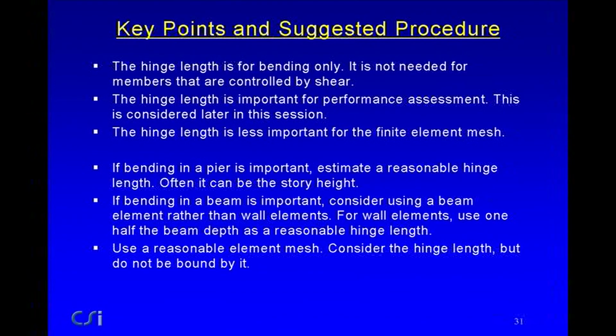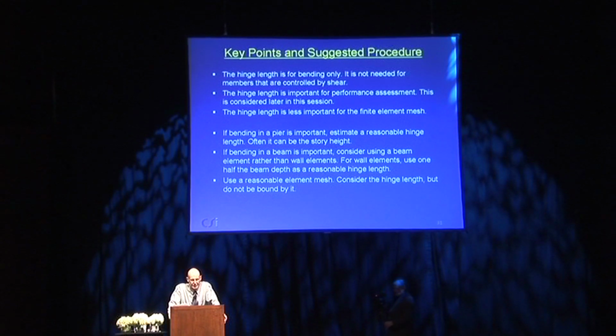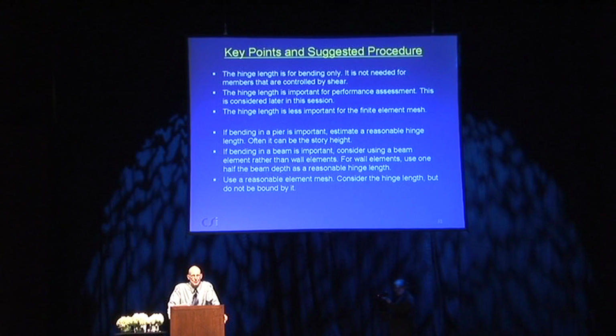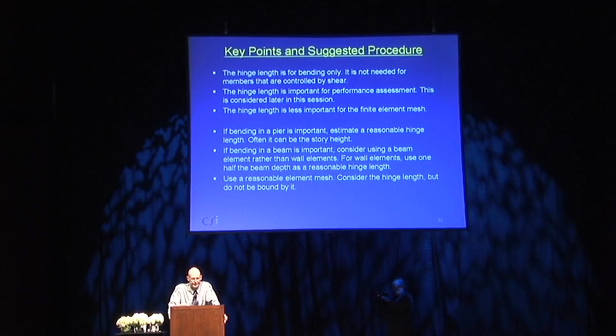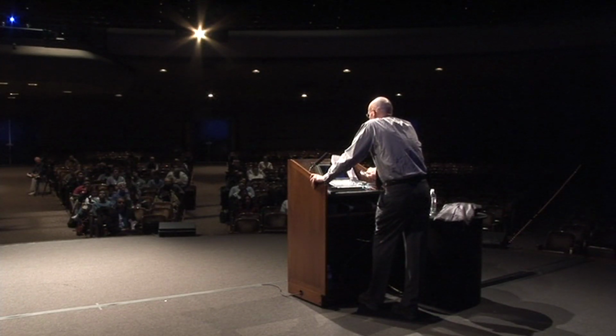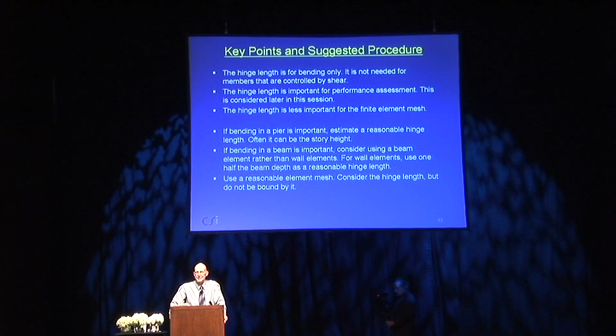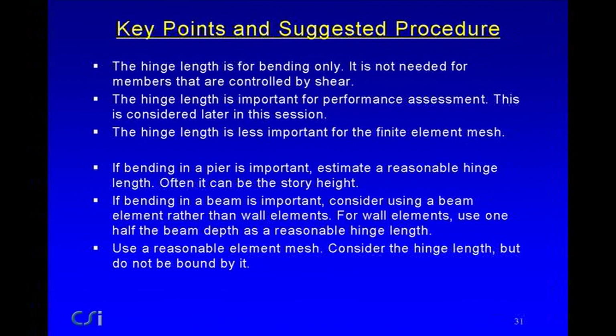So some key points and a suggested procedure. The hinge length applies only for bending, and if a member is controlled by shear, the hinge length isn't really that important. So it's only for members where you have substantial bending. The hinge length is important for performance assessment, as I just said, and we'll look at this later on in this session. The hinge length is less important for the finite element mesh. You can have several elements within the hinge length if you wish. I'll give an example in a moment.